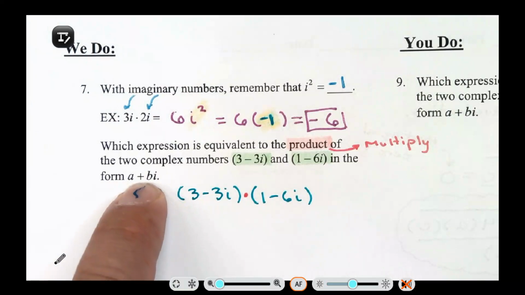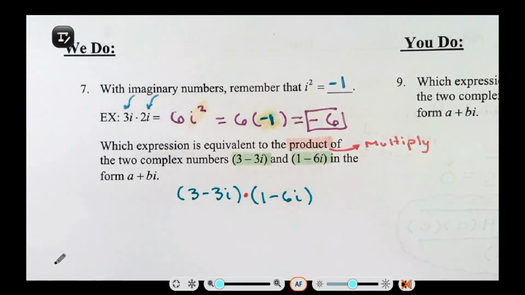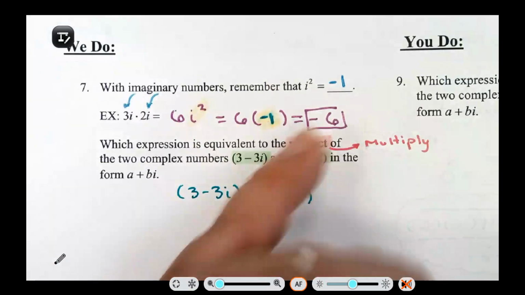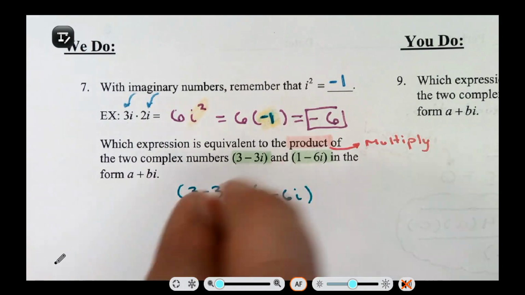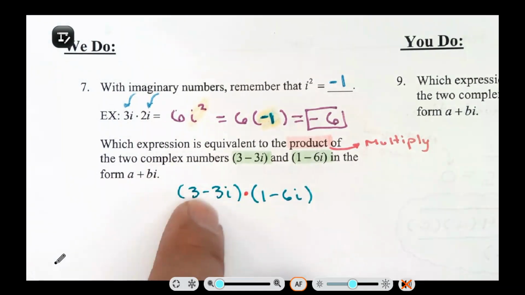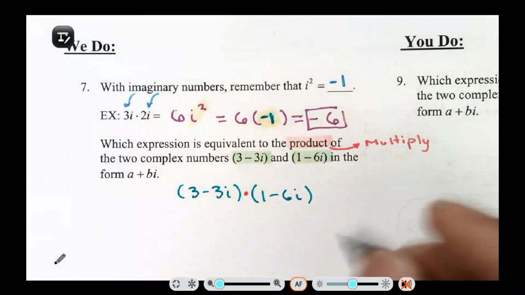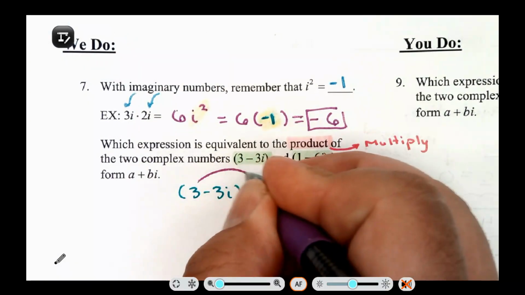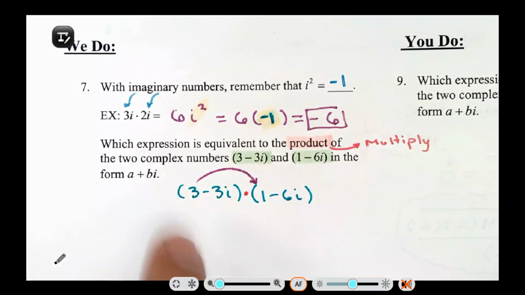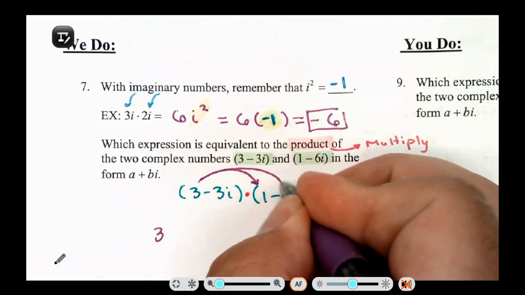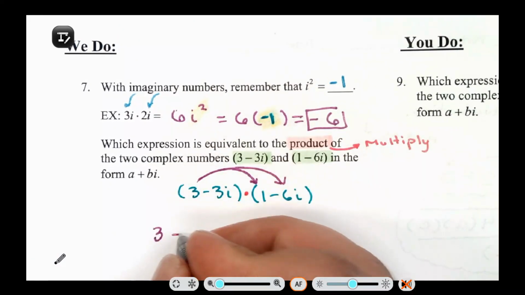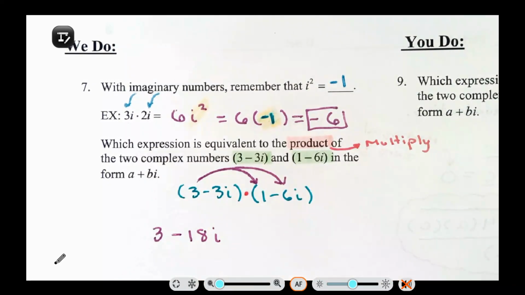If you're concentrating on the a plus bi, well, that's the problem. Concentrate on the math that was discussed or brought up. So we've done these plenty of times. This is a binomial and a binomial. So a 2 by 2, which means I'm going to multiply 4 times. So here we go. Just like you've done in Algebra 1, 3 times 1 is 3. 3 times negative 6i is negative 18i because it's just classic multiplication.